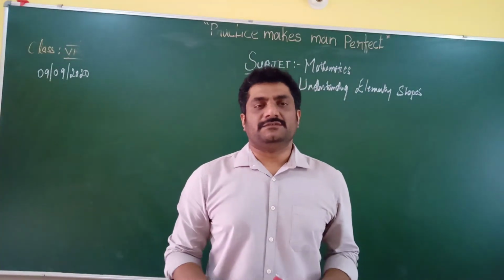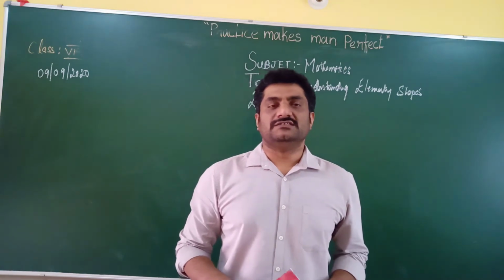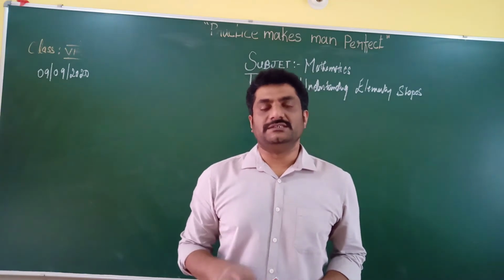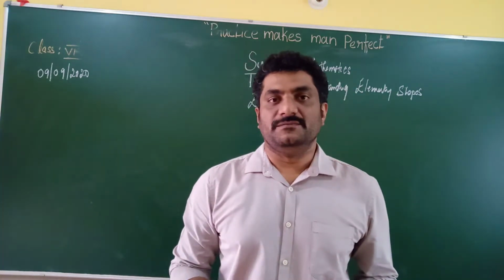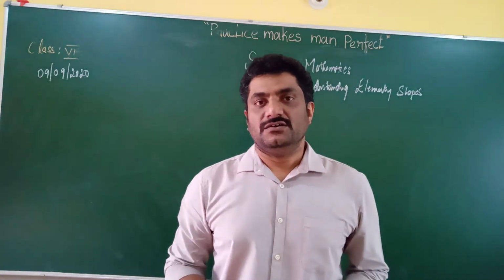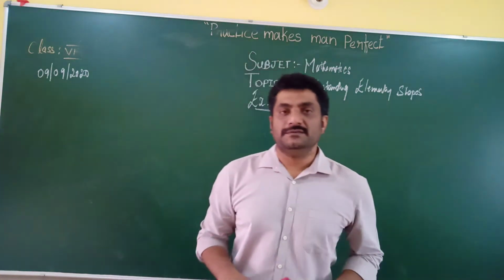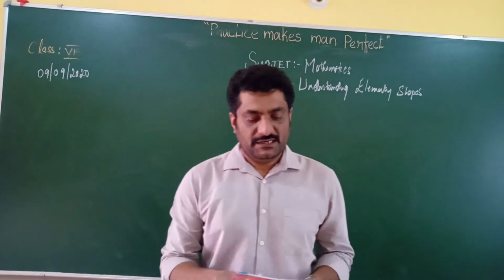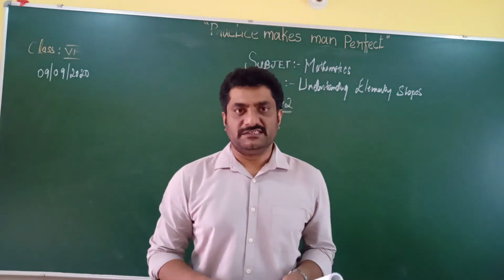In the previous video, we started the fifth chapter, Understanding Elementary Shapes. In this chapter, we studied different shapes and angles. We also studied revolutions: how many degrees one revolution is, and how many degrees half a revolution makes. All these we studied. Now, let's do a few problems based on the same concept. Exercise 5.2, the first one I've already done in the previous video.